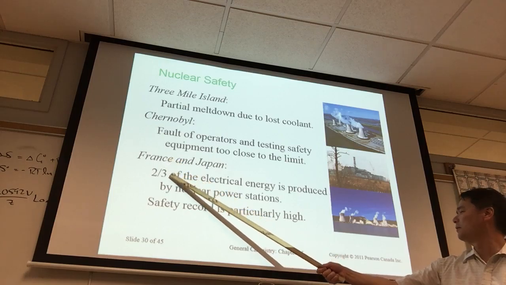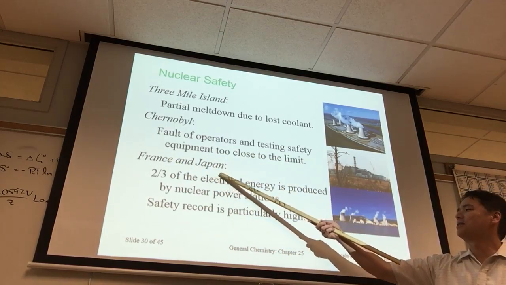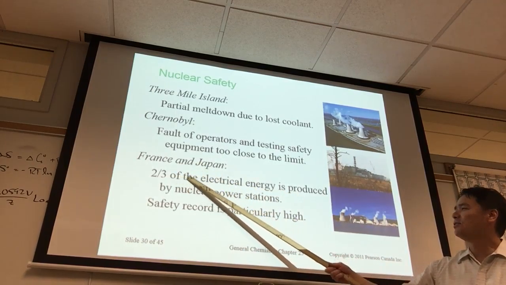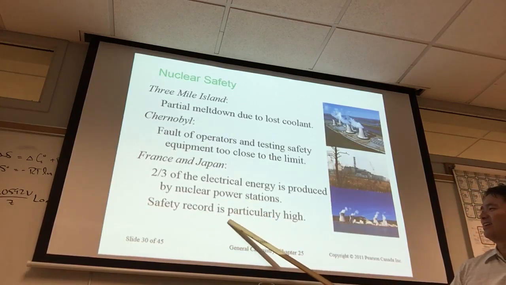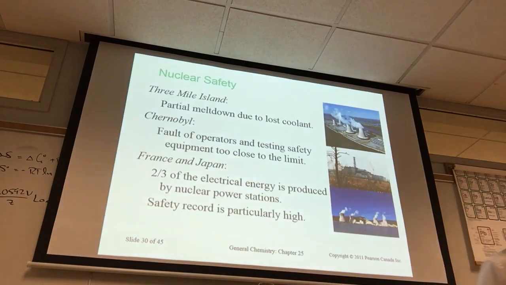This is old. Our book is old. 2011 is the copyright. France and Japan, two thirds of electrical energy. Just say France now. Two thirds of electrical energy is produced by nuclear power stations. The safety record is particularly high for France, not so good for Japan.